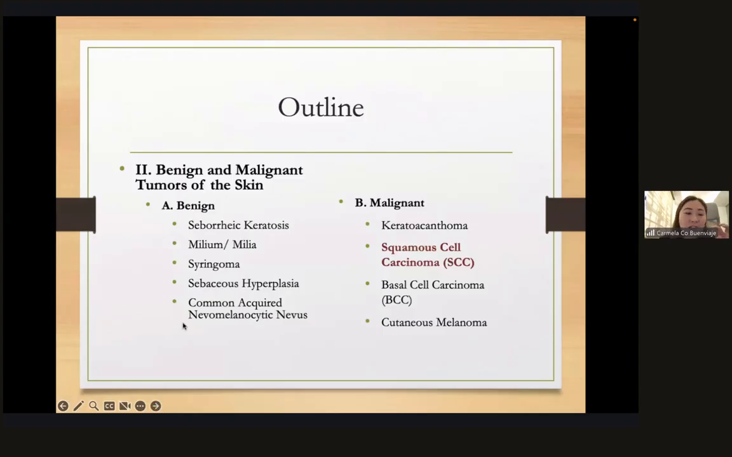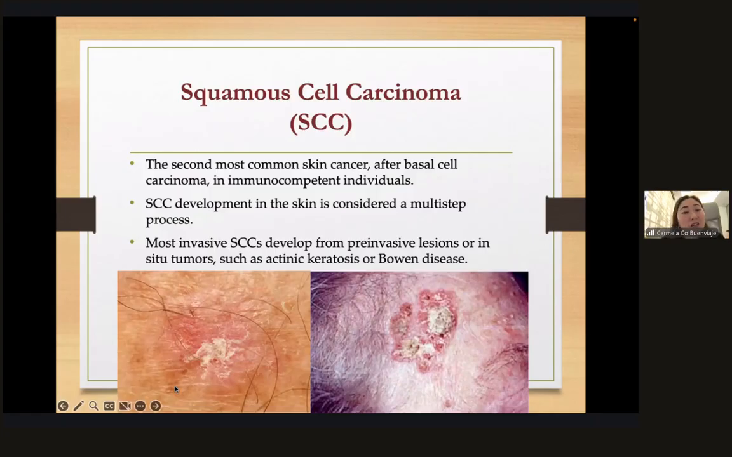Okay, so that's it for keratoacanthoma, because now I'll be discussing in more detail squamous cell carcinoma, which keratoacanthoma is also a part of. So SCC is the second most common skin cancer after basal cell carcinoma in immunocompetent individuals. SCC development in the skin is considered a multi-step process. Most invasive SCCs develop from pre-invasive lesions or in situ tumors such as actinic keratosis, this picture on the left, and Bowen's disease, this picture on the right. So these are pre-invasive lesions or in situ tumors that could eventually be where the SCC develops.